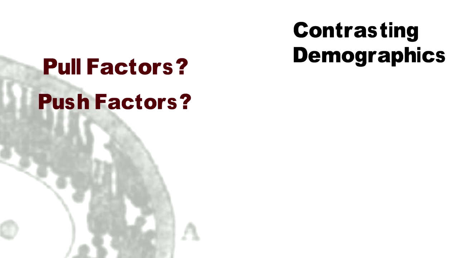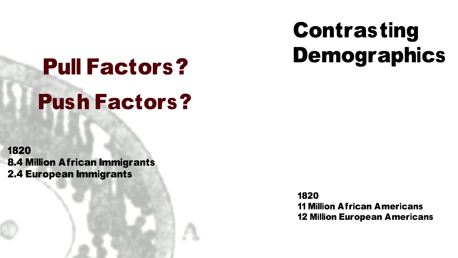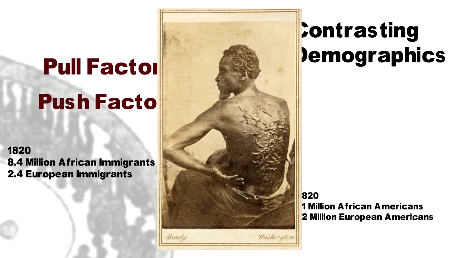By 1820, there had been, get this, 8.4 million African immigrants to the Americas. By 1820, there were only 2.4 million European immigrants. But by that date, European American population numbered 12 million. African American population numbered 11 million. So put this in perspective. There are 4 times more Africans coming to the Western Hemisphere than there are Europeans, but there's more Europeans surviving. This speaks volumes about the treatment of Africans both on the way to America and once they got here.